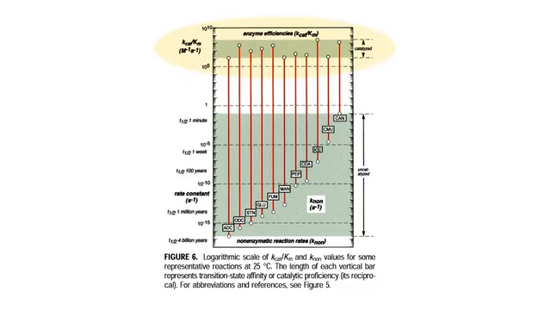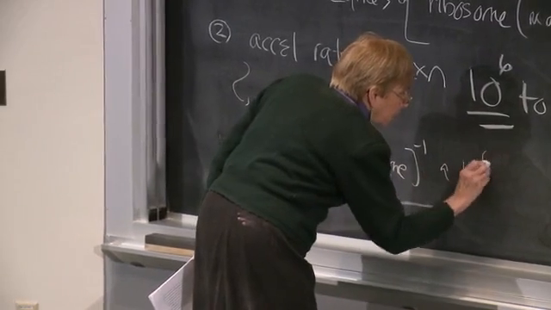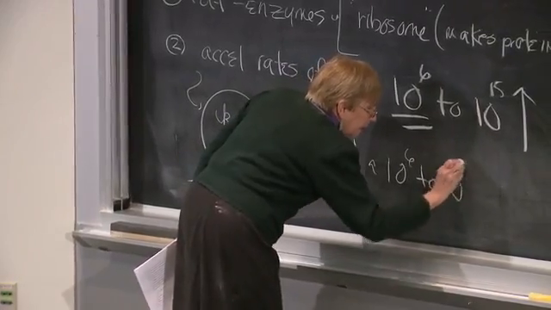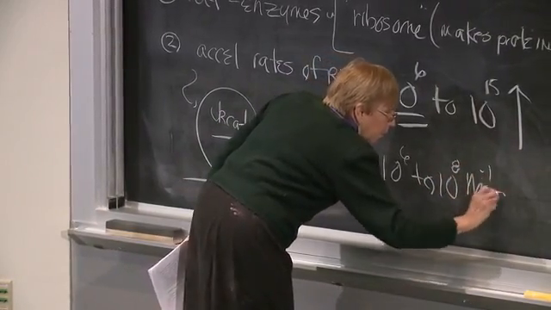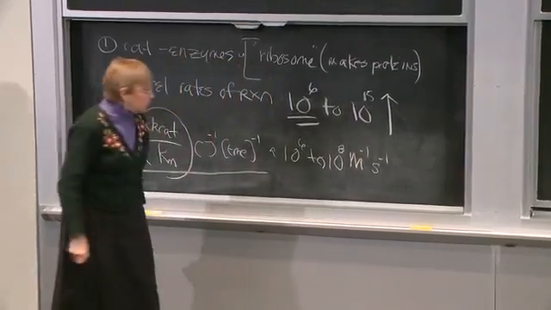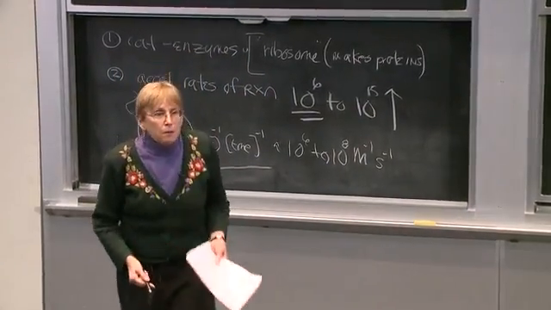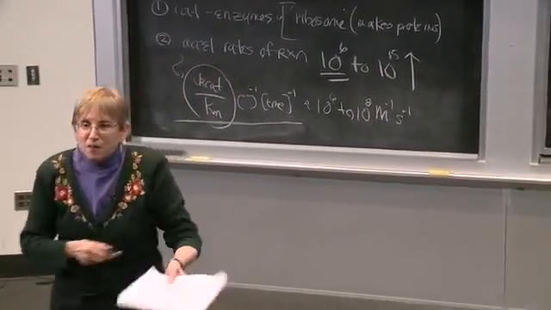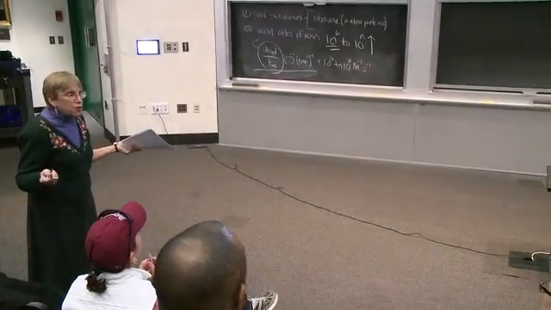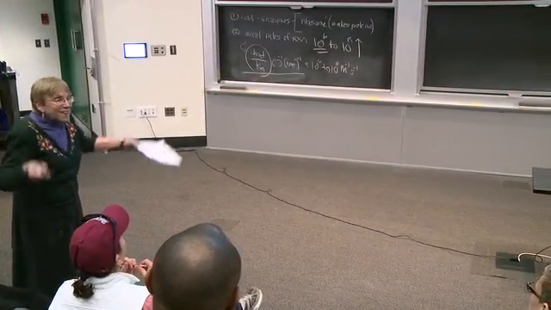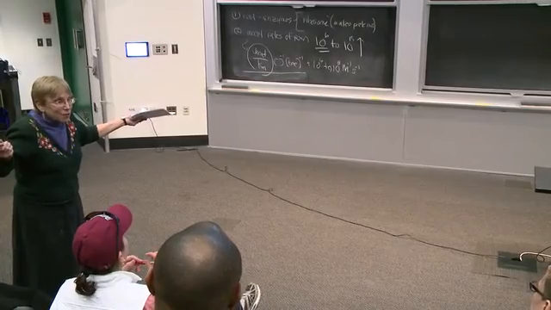That's a lot. What do you notice immediately about enzyme catalyzed reactions? The kcat over Km is on the order of 10 to the 6th to 10 to the 8th per molar per second. Does that ring a bell with anybody? Where have you seen a number like 10 to the 6th to 10 to the 8th per molar per second? That is the diffusion constant of any two molecules finding each other in solution.